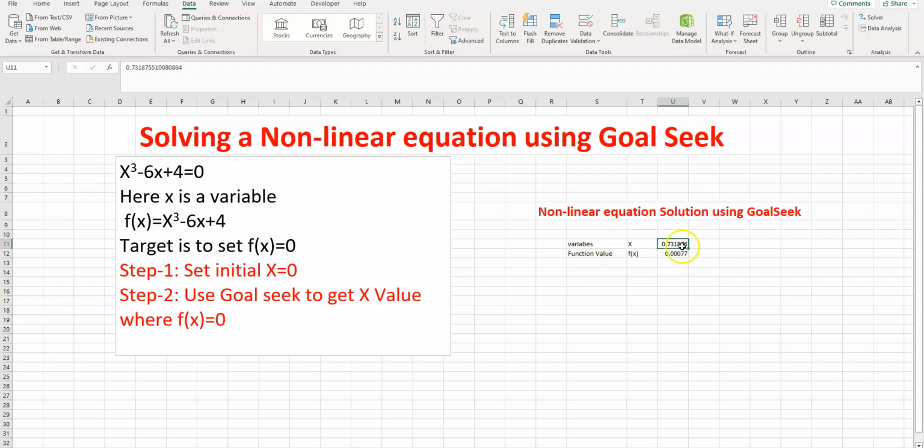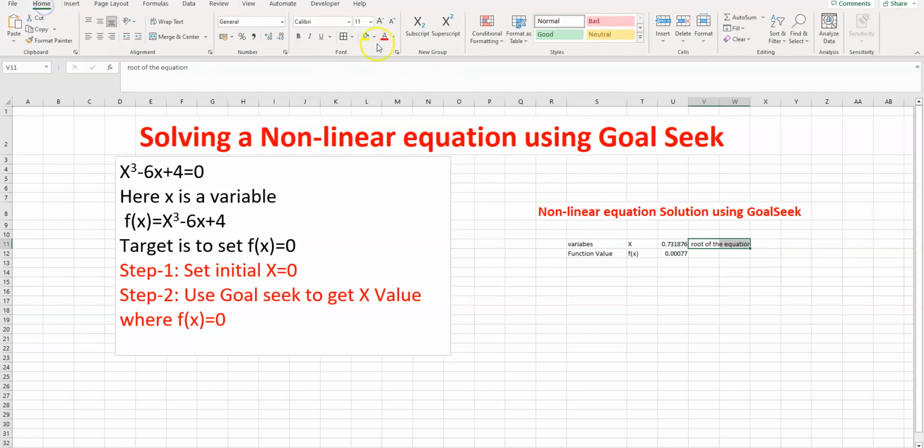So at 0.731876, f(x) is nearly 0. Now this is the root of the equation. We can get the solution, the root of the equation. So that is the solution of the nonlinear equation. That is the root of the equation, and the value is 0.731876. So now I hope you understood how to use goal-seek to get the solution of a nonlinear equation.